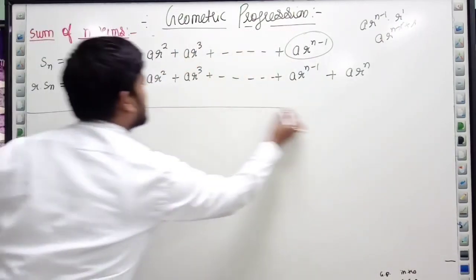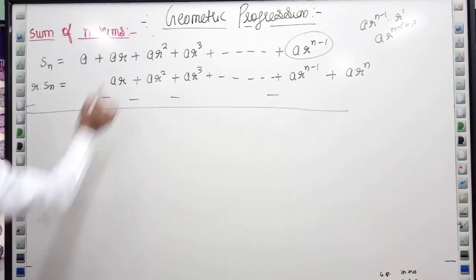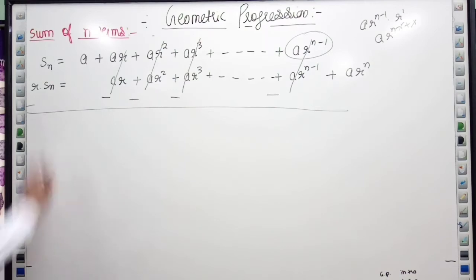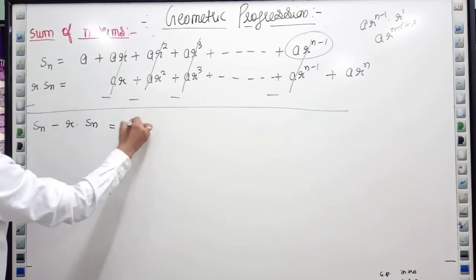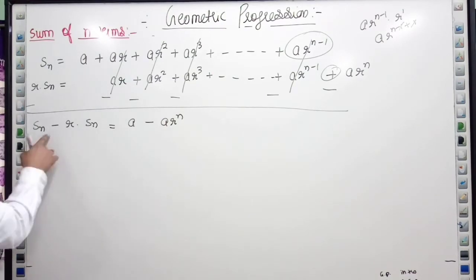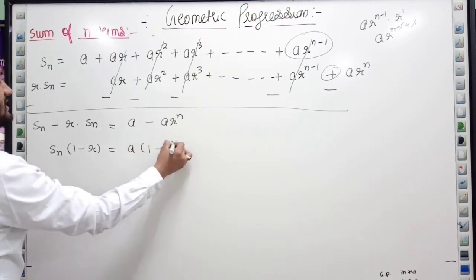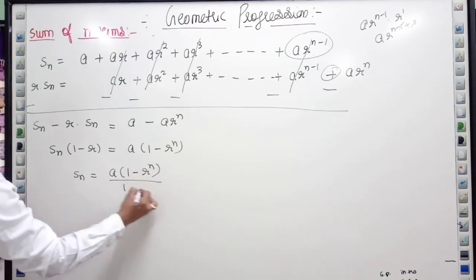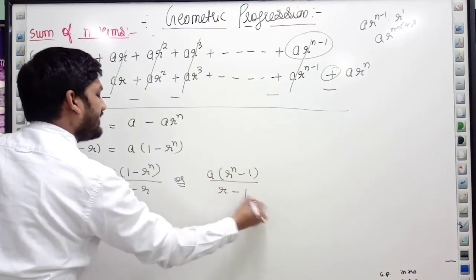Now if I subtract this, what will I get? These will be cancelled out. The first term and last term will be left, and here Sn minus R into Sn is equal to A minus AR to the power n. So if I take Sn common, 1 minus R, A into 1 minus R to the power n. So we can write Sn equal to A into 1 minus R to the power n upon 1 minus R, or A into R to the power n minus 1 upon R minus 1.